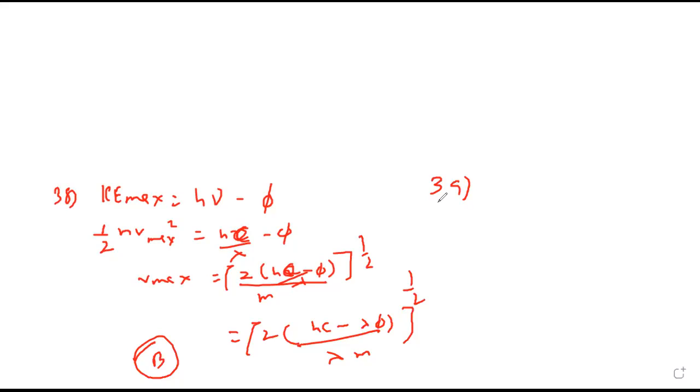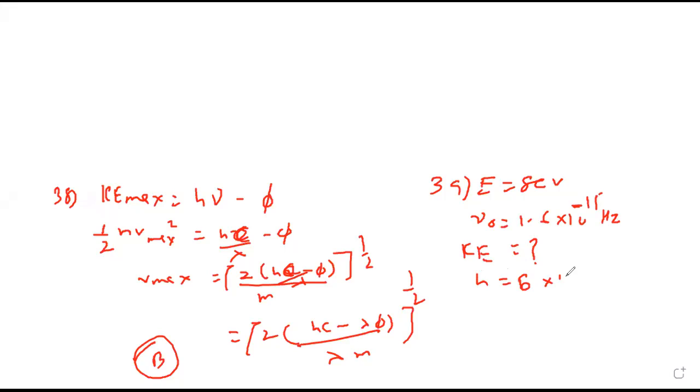A photon of energy 8 electron volt is incident on a metal surface of threshold frequency 1.6 into 10 raised to 15 hertz. The kinetic energy of photoelectrons emitted is how much? Take H as 6 into 10 raised to minus 34 joule second.